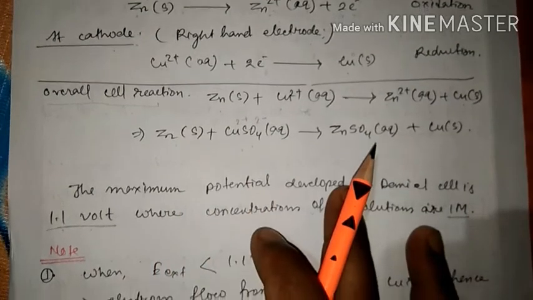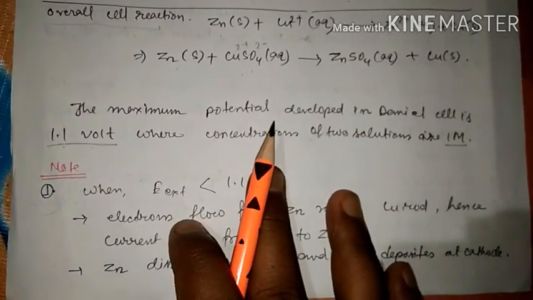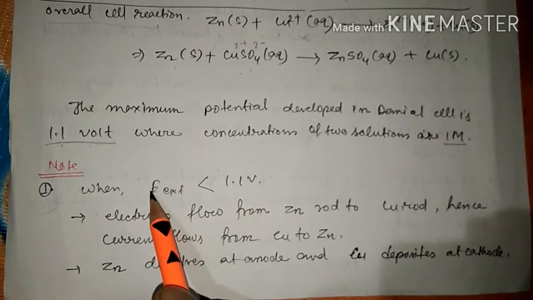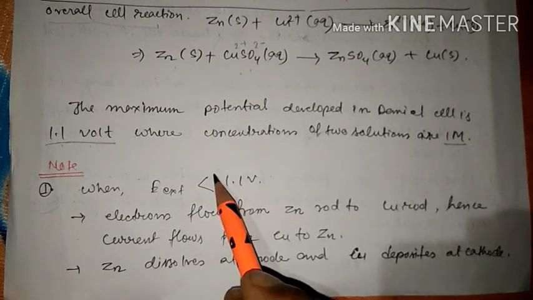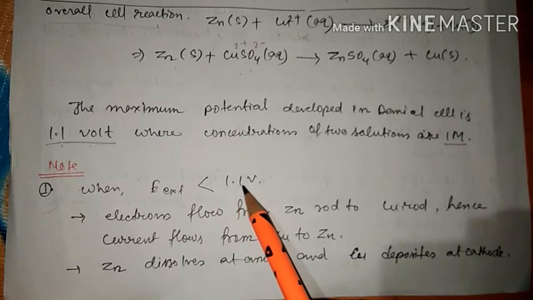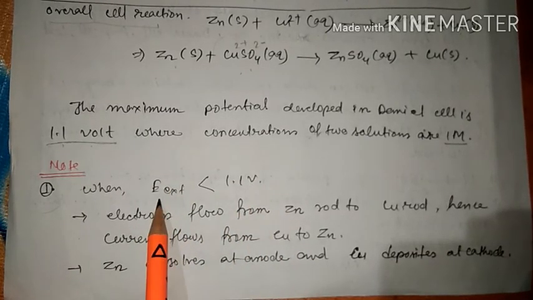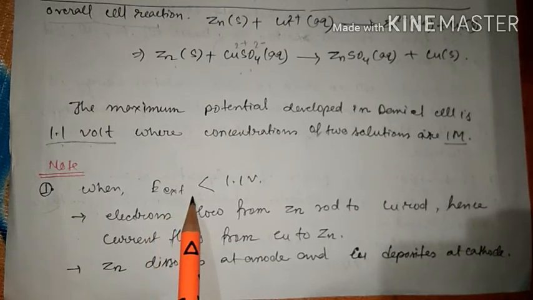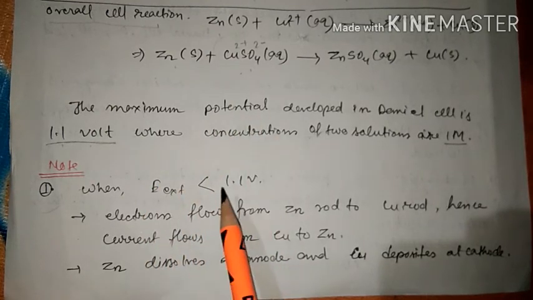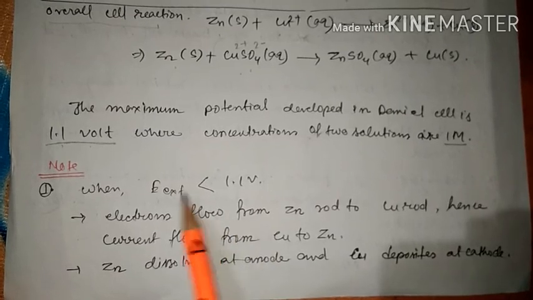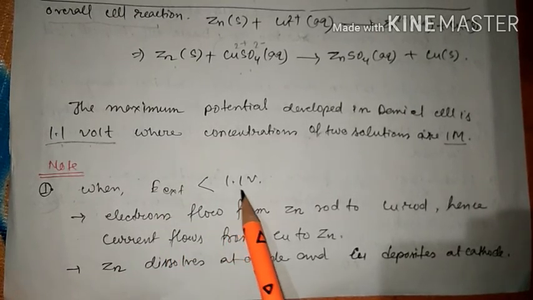Suppose practically we observed that E external is less than 1.1 volt. What is E external? E external is the potential from an external source. Suppose we are giving a potential less than 1.1 volt to the cell. Okay, now what happens when the external potential is less than 1.1 volt?